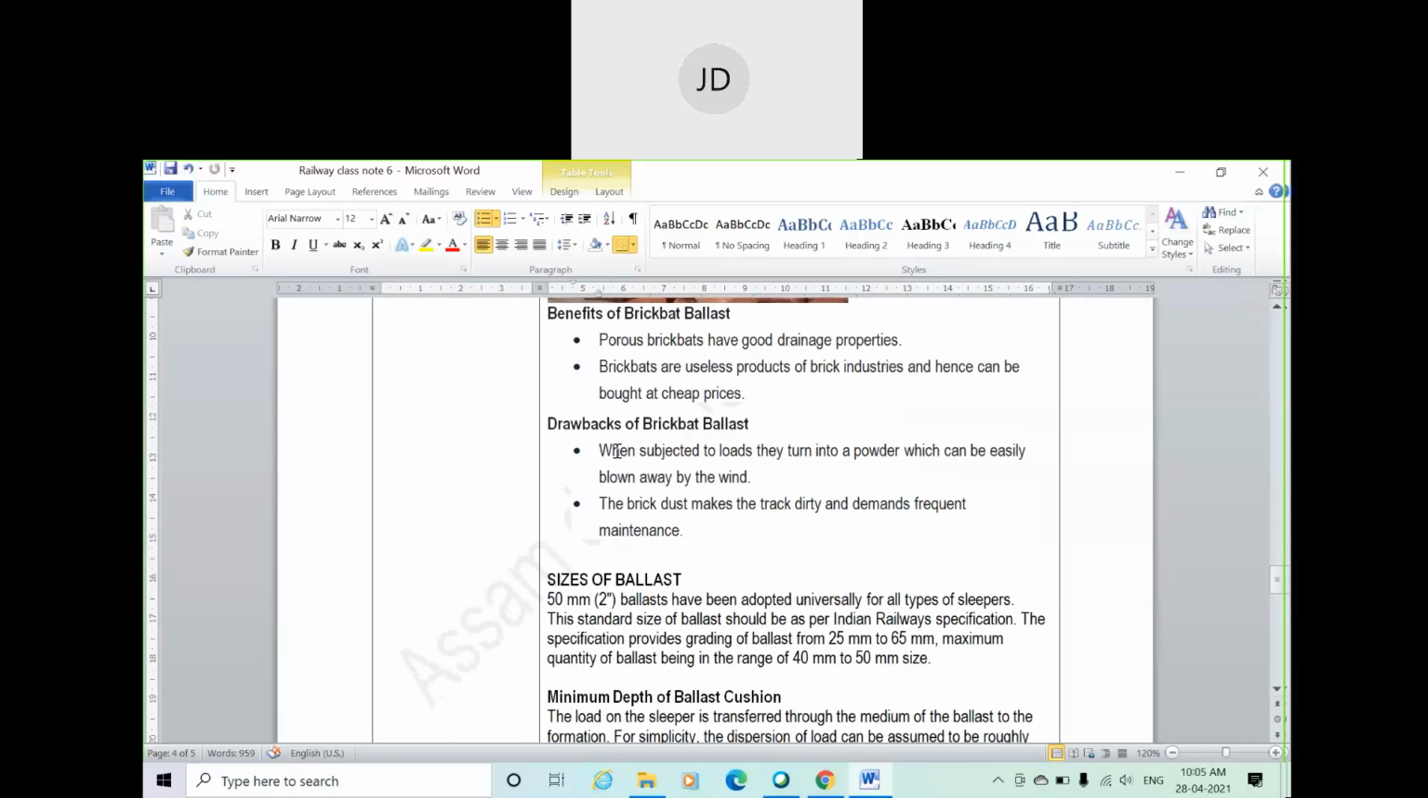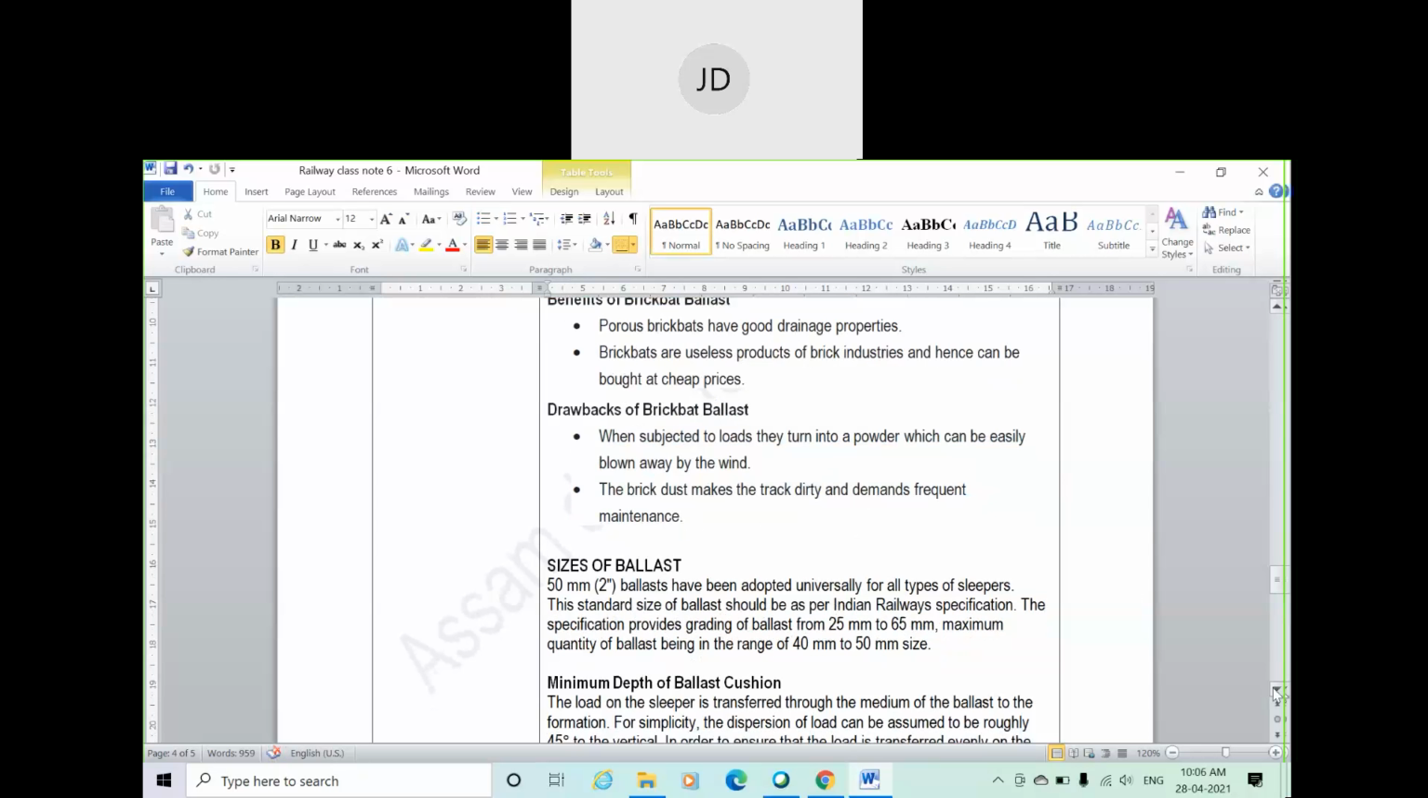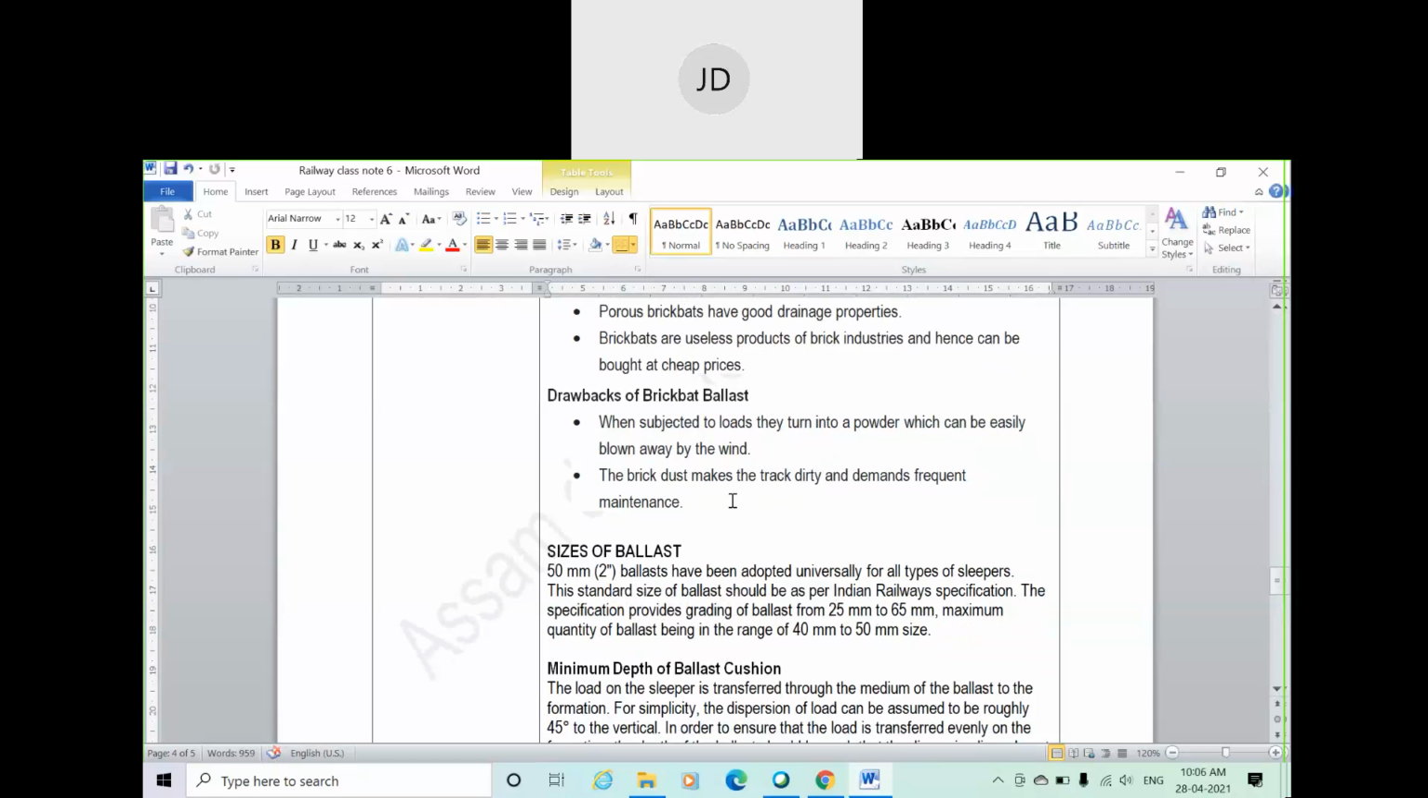But the drawbacks of brick bed ballast are that when subject to load, they turn into powder, which can be easily blown away by the wind. So they are also not good in load bearing. Brick dust makes the track dirty and demands frequent maintenance. Just like coal ash ballast, brick bed ballast also turns into powder, is not good in holding load, makes the track dirty and requires frequent maintenance. That means maintenance cost is also going to be high. You can add another point here: maintenance cost is also high.